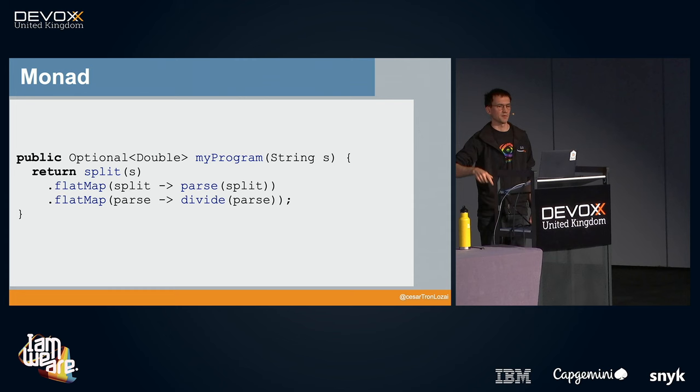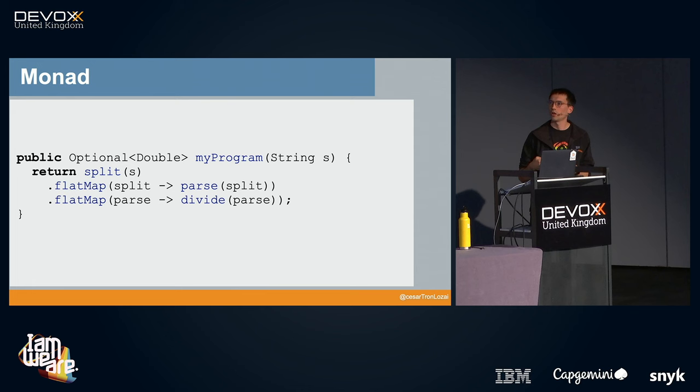I don't know if this is still the case, but I've been doing this talk for a few years now. And this stuff came out in 2014. And every time, programmers say, oh my god, I've been using Optional for several years and I didn't know it had flat map. So this is something that you can use in your everyday code.